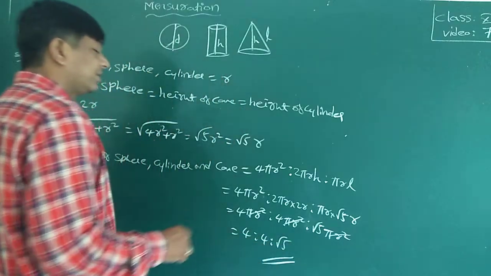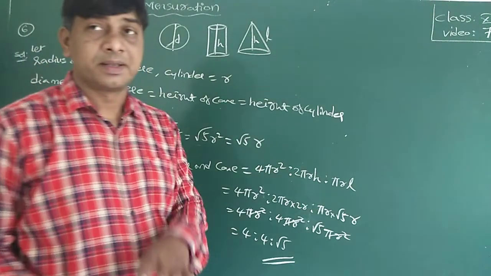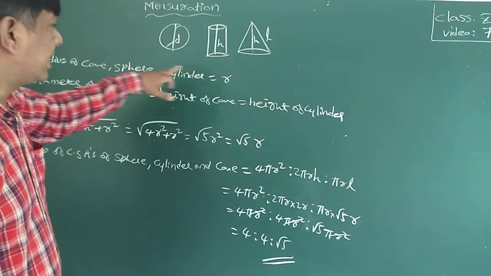Please check the solutions. The radius of a cone, sphere and cylinder is r.